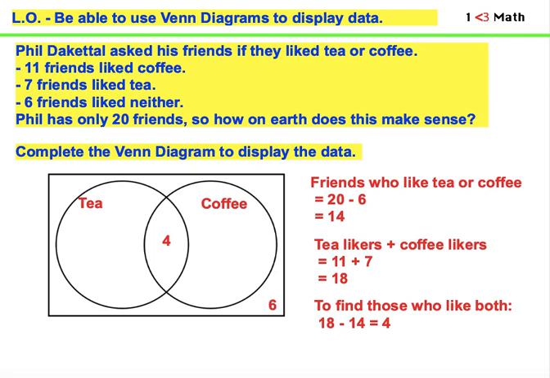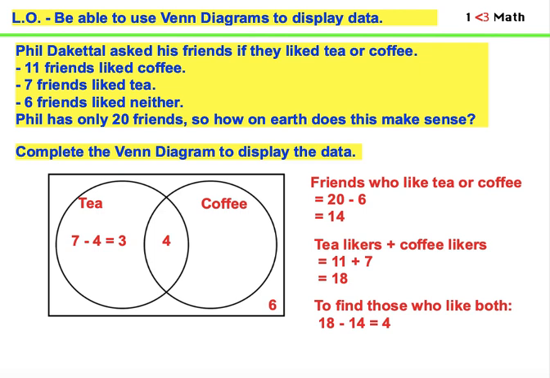Okay, so if 4 of them like both, that enables us to find out how many friends like only tea. 7 friends like tea in total, so the ones who like only tea and not coffee, it's going to be 7 take away 4, which equals 3. Now you can see in the tea circle now that we still have 7 friends who like tea. It just so happens that 4 of them also like coffee.